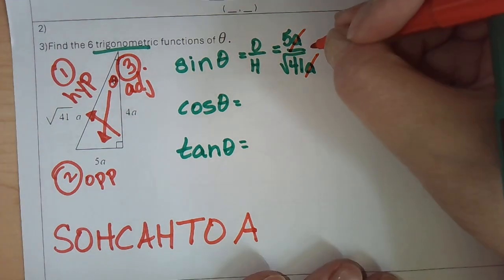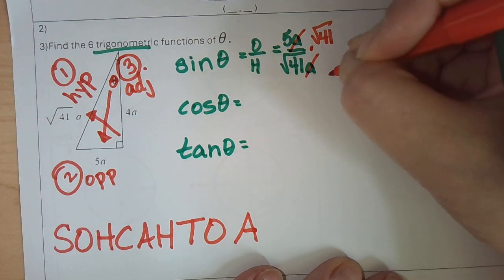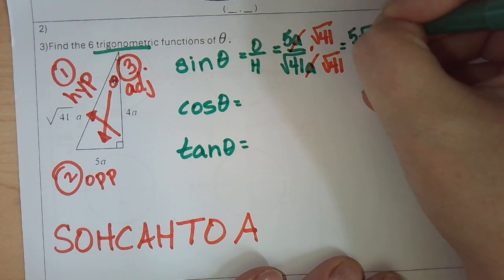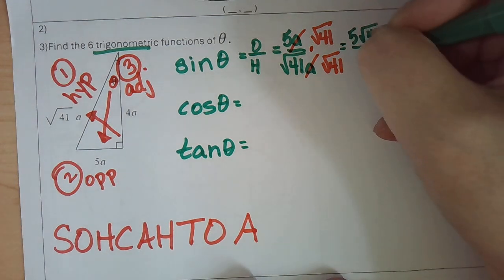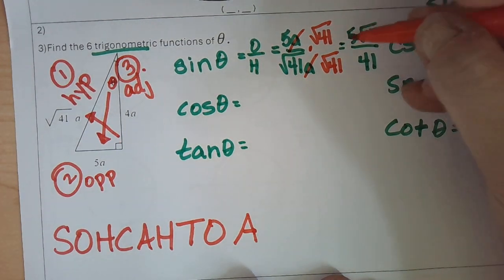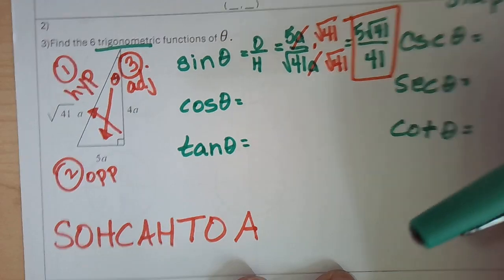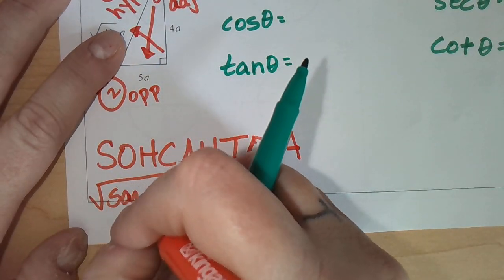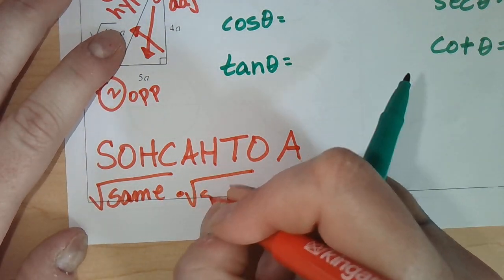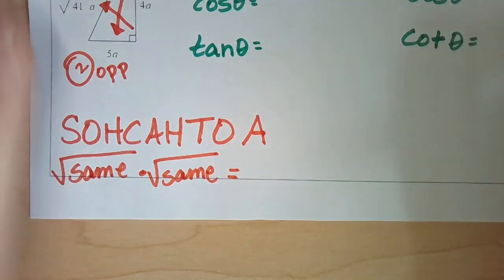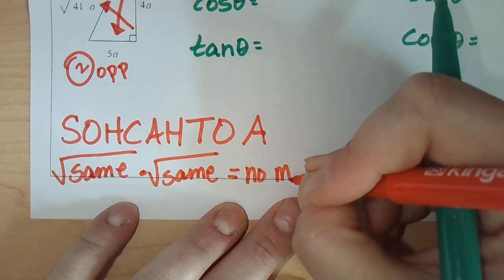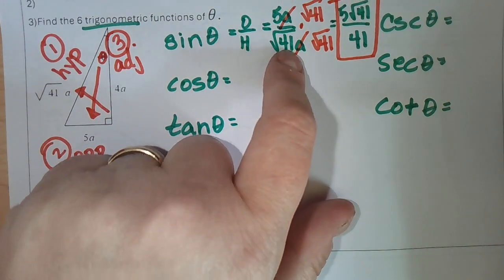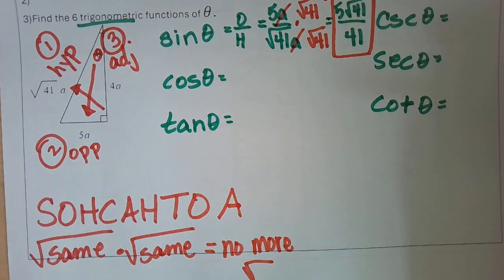But then in math, we cannot have that square root on the bottom. So multiply by square root of 41. And you get 5 square root 41 over 41. Hey! That's something else I would write down in your notes. If you have the same square root times the same square root, it's just no more square root. So that's why square root of 41 times square root of 41 was just 41.